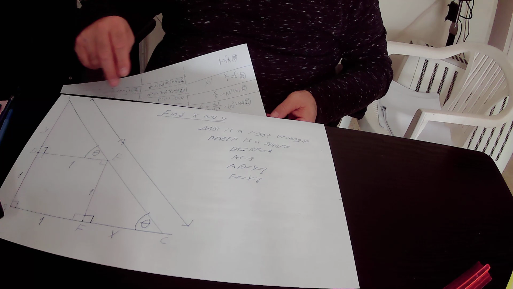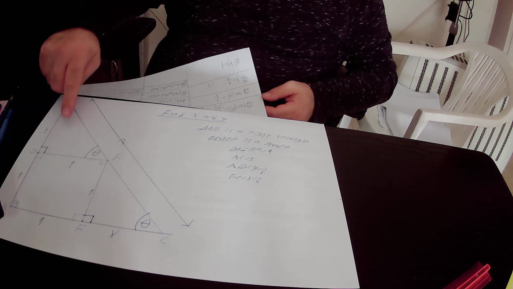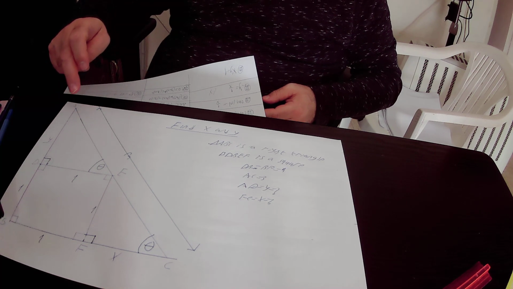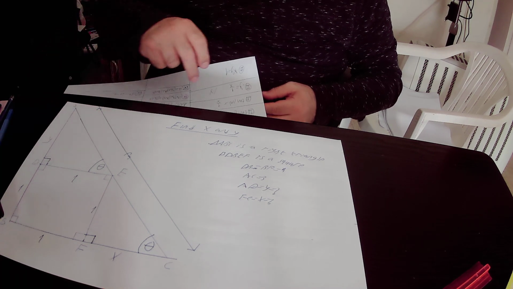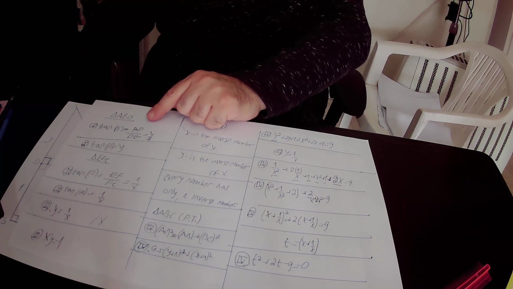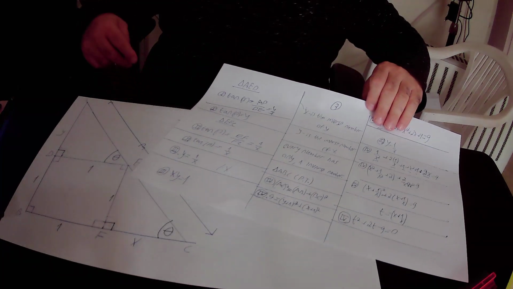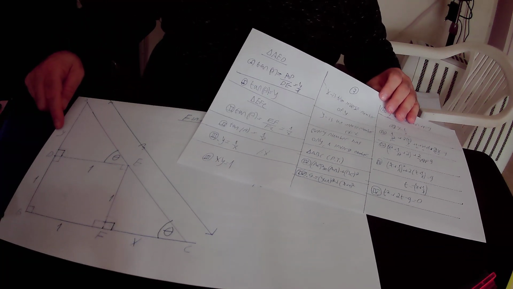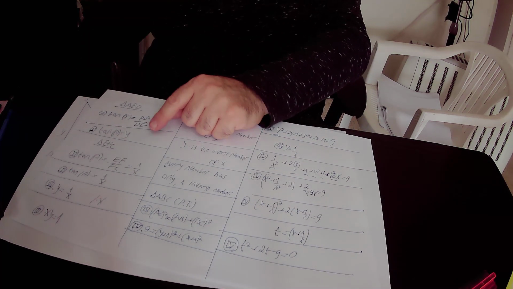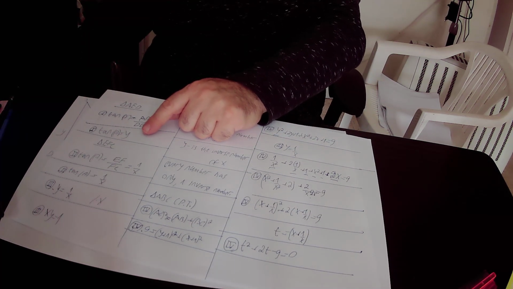Then we focus on the right triangle, triangle AED. In this right triangle, we know that tangent theta equals AD over DE. According to equation number 1, in the right triangle AED, tangent theta equals AD over DE. AD equals Y according to what is given, and DE equals 1. So in conclusion, we found that tangent theta, according to equation number 1, equals Y.